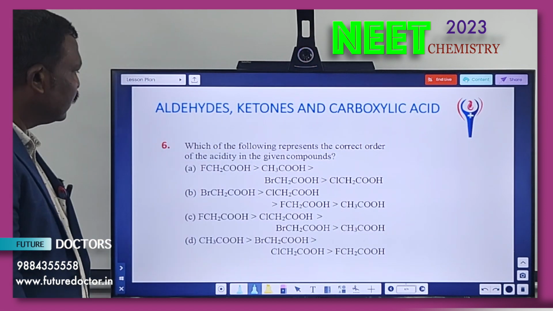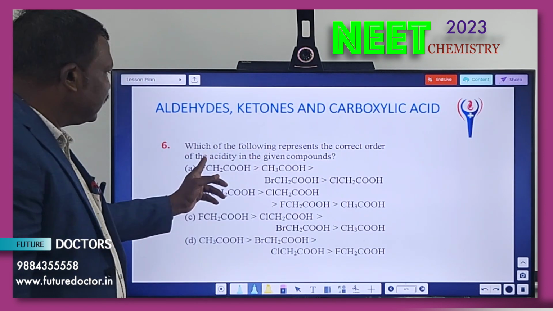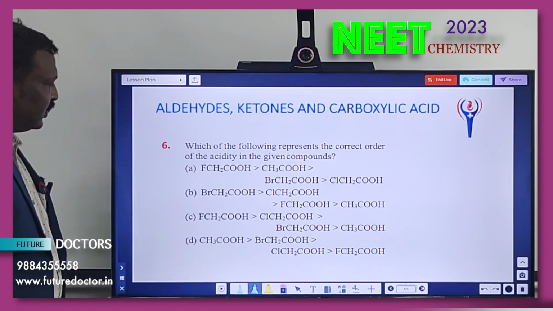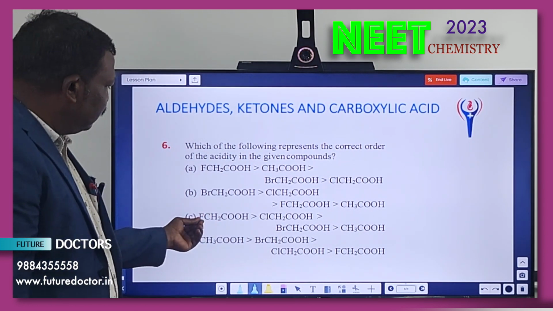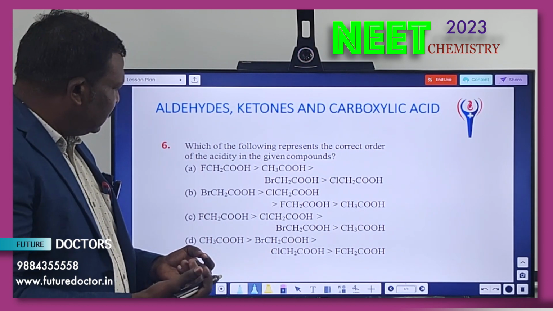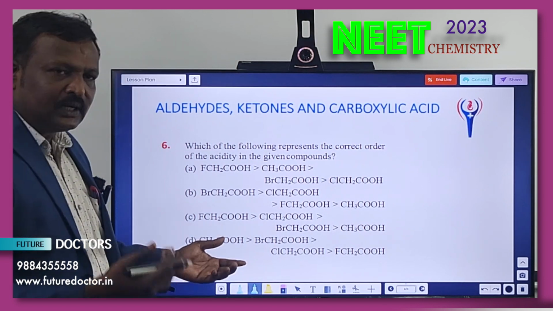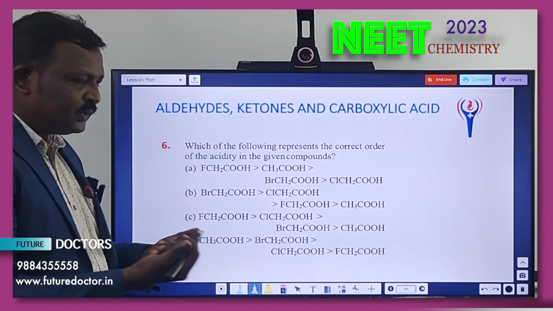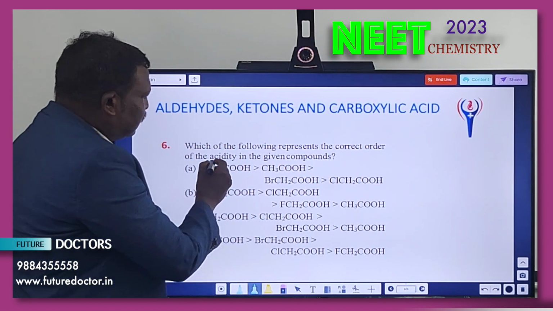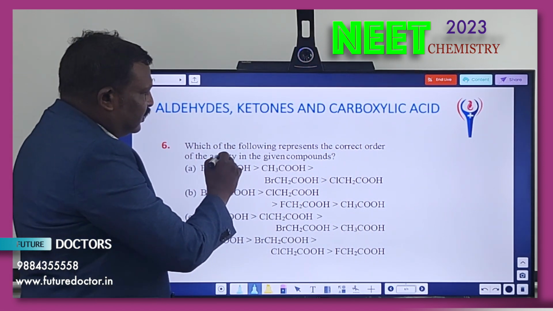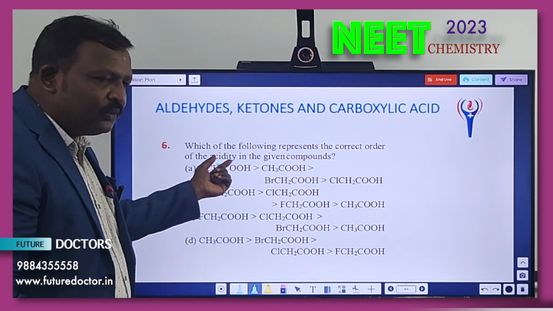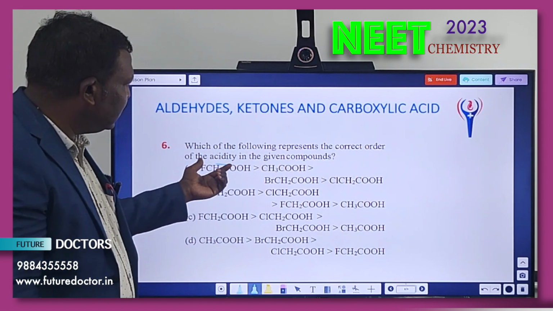Next one. Which of the following represents the correct order of acidity in the given compounds? Acidity means which one has more electronegativity tendency. The compound having a highly electronegative element pulls the electrons towards itself, then only the OH bond is weak. What is acidity actually? The compound should give H plus ions very easily, isn't it?